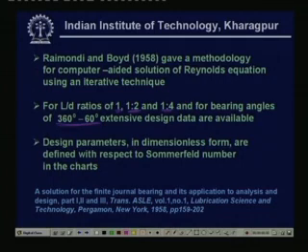Okay. So, for all these parameters, the L by D ratio and bearing angles, means beta angles as they are normally called, extensive design data are available. These design parameters in dimensionless form are defined with respect to the Sommerfeld number in the charts. Means we will be finding various charts. Raymond and Boyd have prepared different charts depending upon various design parameters, and once you consult the chart, then we get the idea of the design.